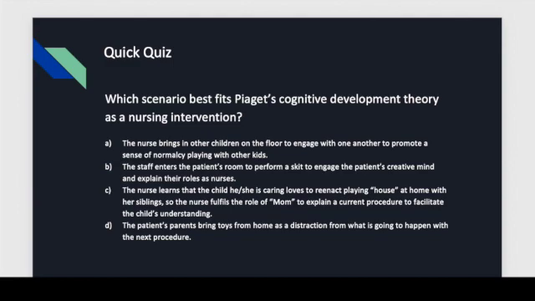Which scenario best fits Piaget's cognitive development theory as a nursing intervention?